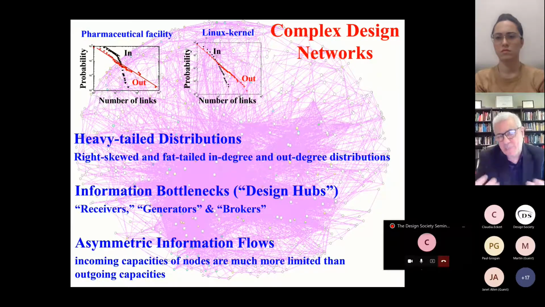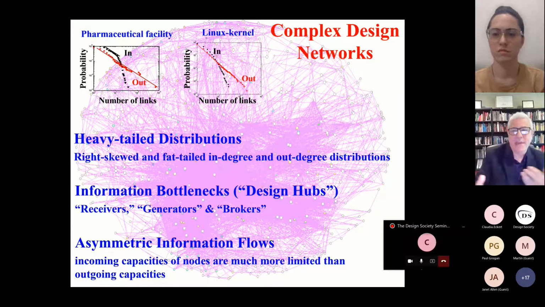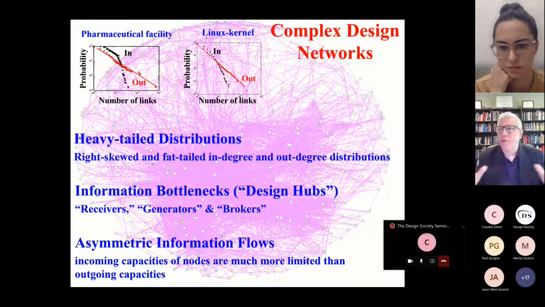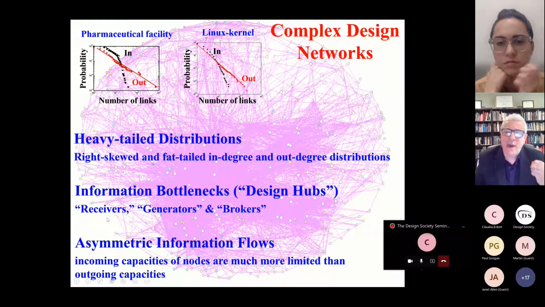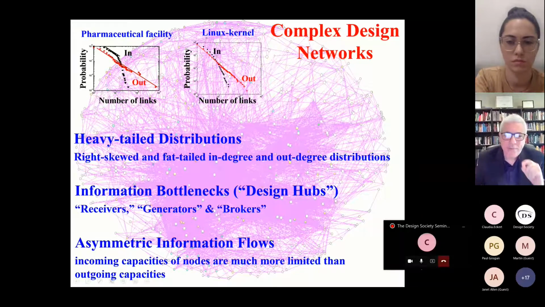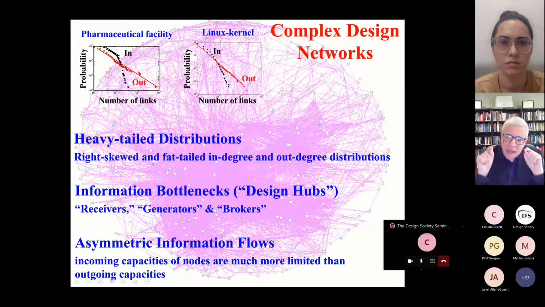Since the networks typically are directed, you have the in-degree, meaning the number of information flows coming to a node, and you have the number of information flows going out of a node. So the result tells you that you have nodes that are high receivers, meaning they receive a lot of information. You have few nodes that are high generators of information, right? And you have also brokers.